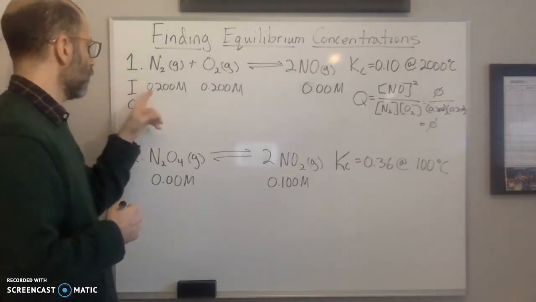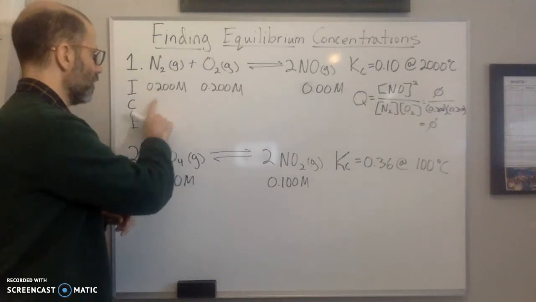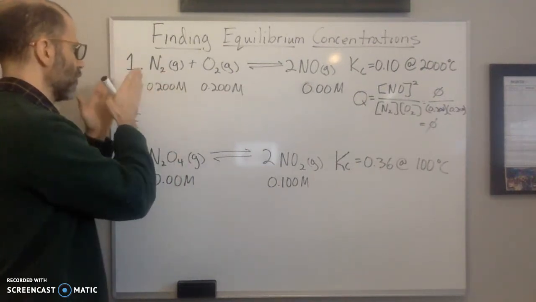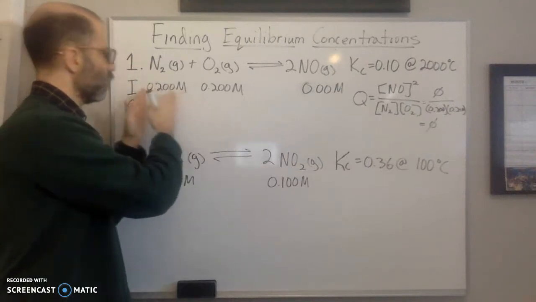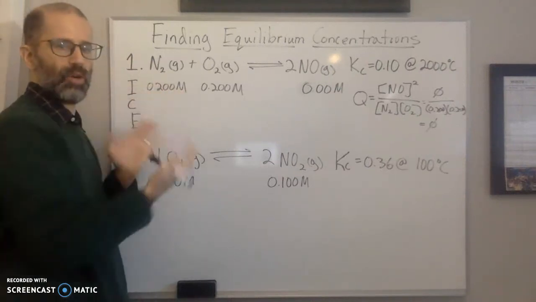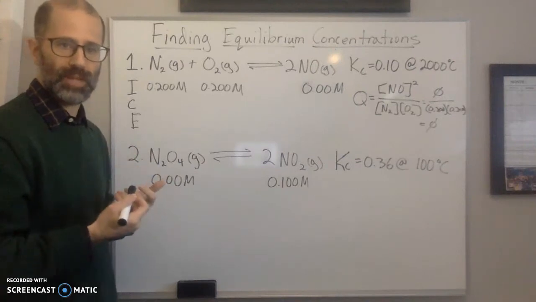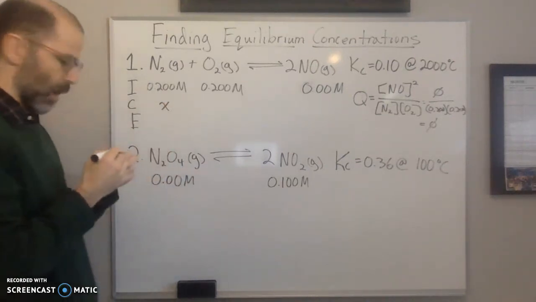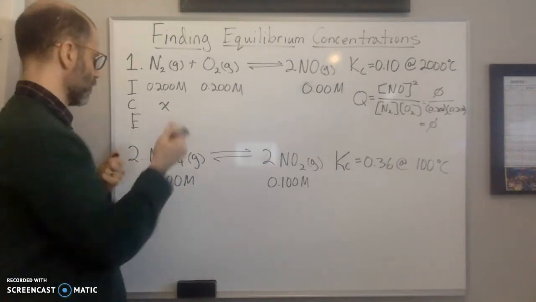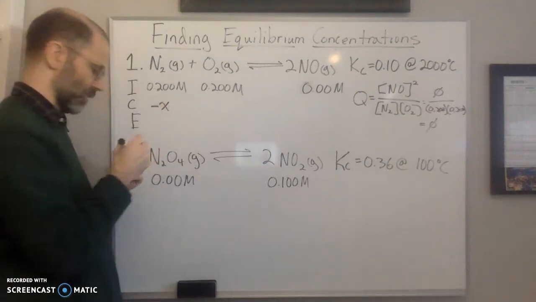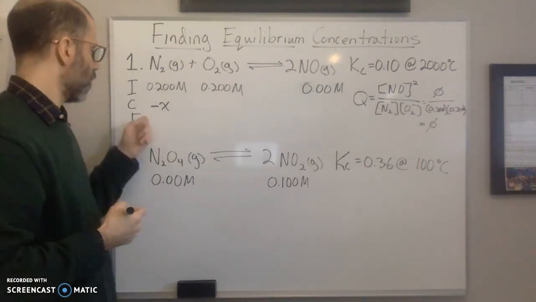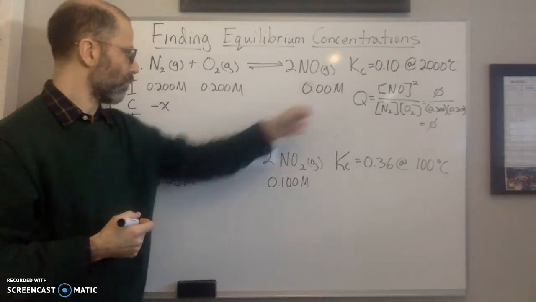If we look at the change that's going to go here, there's going to be a certain amount lost by the nitrogen. We don't know what that amount is, so we're going to represent it as x. We say x is the amount of change, the amount of loss, and we're going to say minus x because it's lost. We're losing reactant, and forming product.